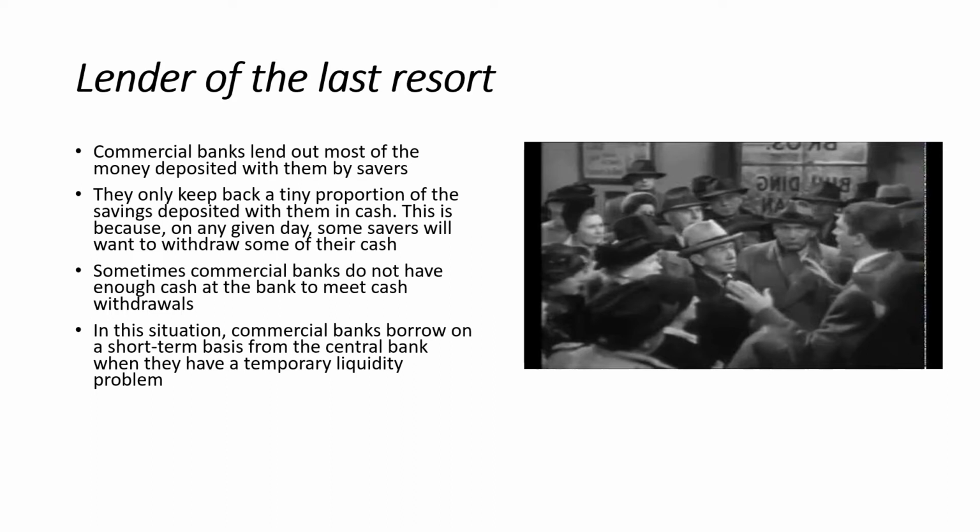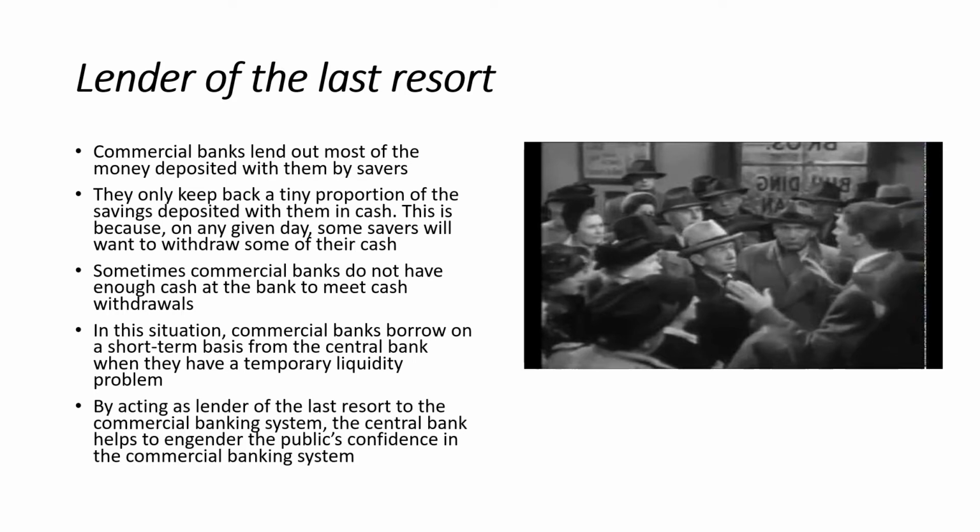This incidentally is what happens during a bank run, when customers, savers, lose confidence in a bank and they all turn up at the same time wanting all of their savings out. Obviously, no bank can survive that because banks make profit from lending savers' money out. They don't actually keep the savers' money in the bank vaults because they wouldn't be able to make any interest income on that. So by acting as lender of the last resort to the commercial banking system, the central bank helps to engender the public's confidence in the commercial banking system.